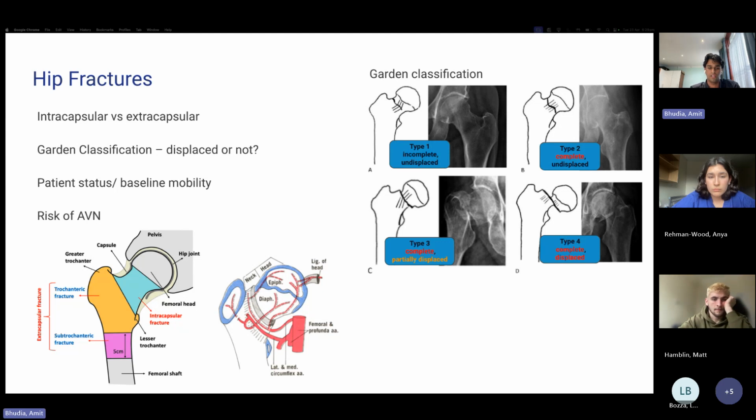So type 1 is incomplete, undisplaced. Type 2 is complete, undisplaced. Type 3 is complete, partially displaced. And then you have type 4, which is complete and completely displaced.